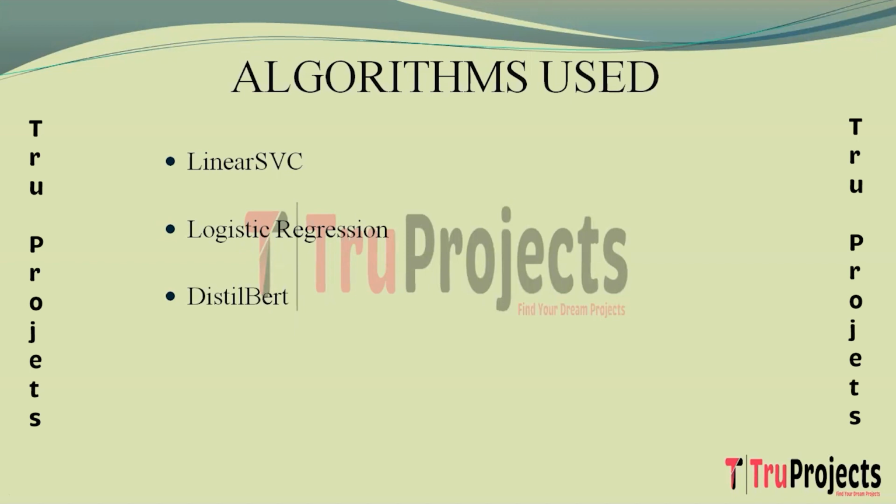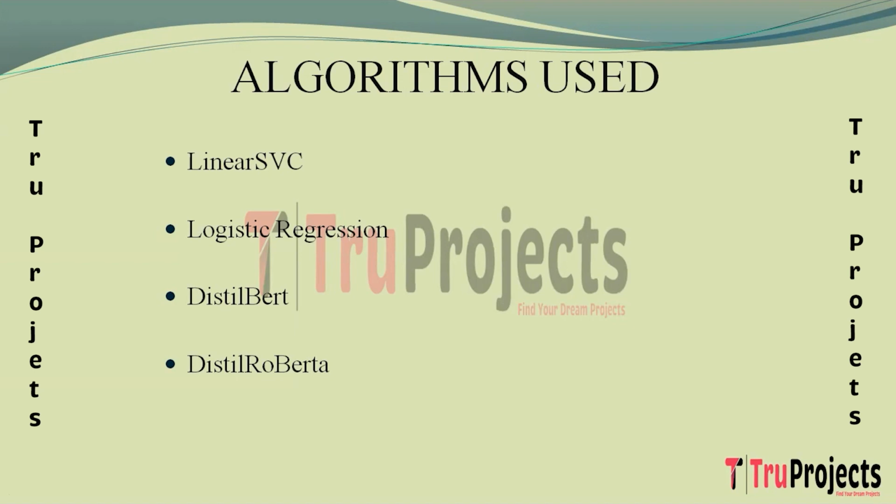And the third algorithm built is DistilBERT. So DistilBERT is a lightweight version of the BERT, that is bidirectional encoder representations from transformers model. So it is known for its ability to understand contextual nuances in language. In cyberbullying detection, where context is crucial, DistilBERT excels in capturing subtle linguistic cues. By leveraging a transformer-based architecture, it enhances the model's capability to identify cyberbullying instances by considering the intricate relationships between words in a sentence.